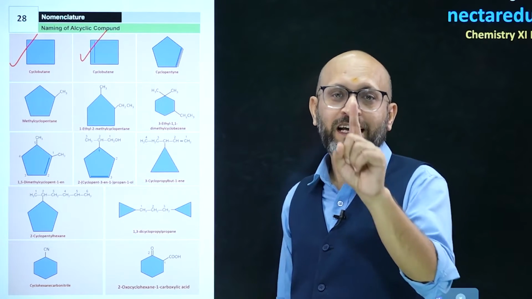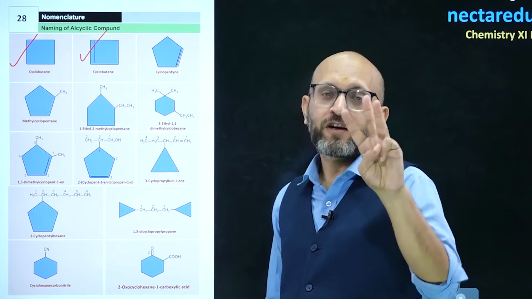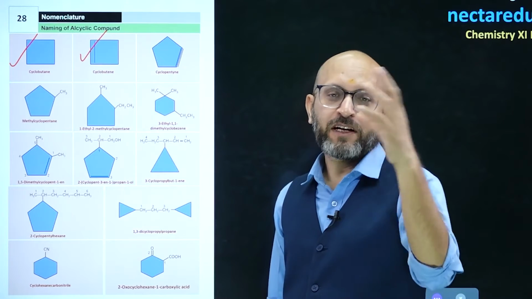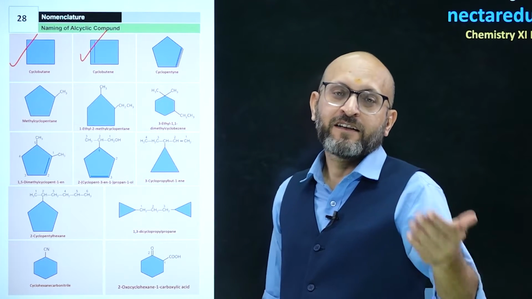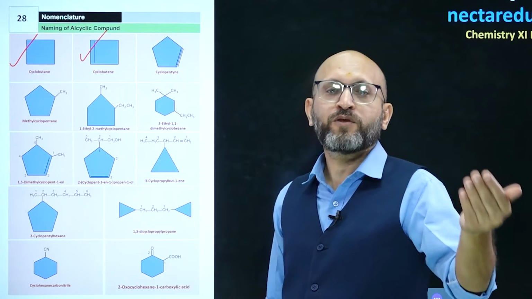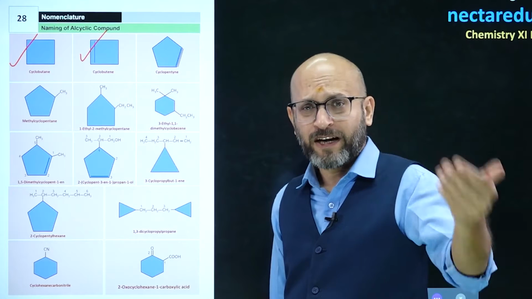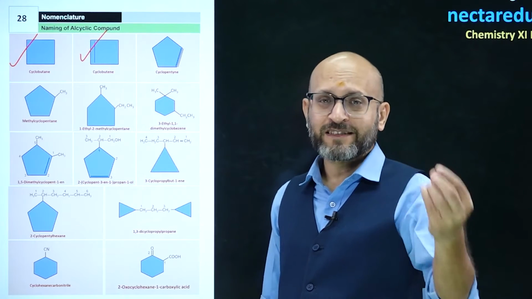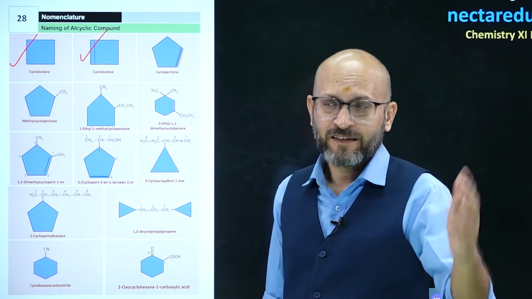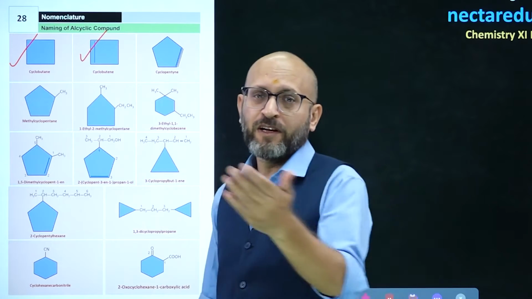So for single bond, ane; for double bond, ene; for triple bond, yne. And depending on the number of carbons, we will name that cyclobutane, cyclobutene, cyclobutyne. Similarly, for 5 carbons, cyclopentane, cyclopentene, cyclopentyne. 6 carbons, cyclohexane, cyclohexene, cyclohexyne. Alright, depending on single, double, or triple.